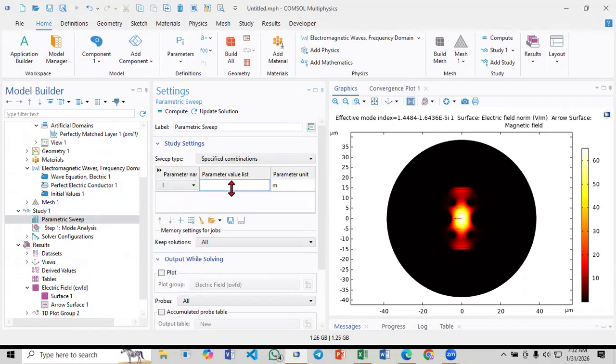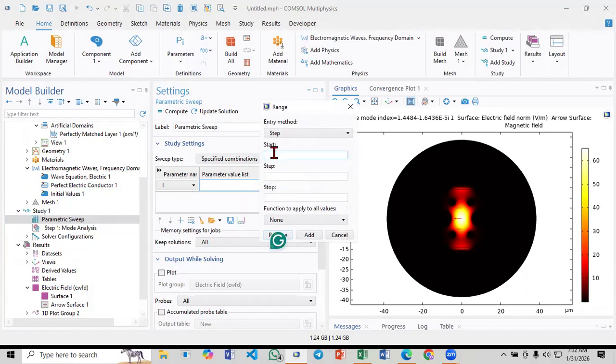Then we have to vary the wavelength. So click here, parametric value list. Then click the range. So we will start from 900 nanometer, and the step size will be 10 nanometer. If you want, you can take a step size like 1 nanometer or 5 nanometer. That will be more accurate. But for now, I am taking 10 nanometer as the step size. For your case, maybe you can take 1 nanometer. It's very good.